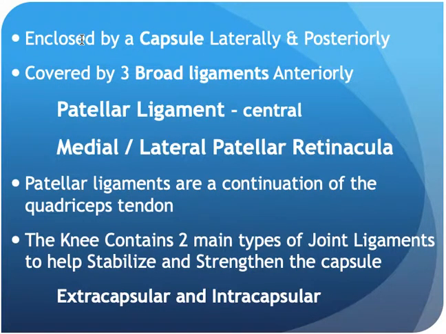It's enclosed by a capsule laterally and posteriorly, so on the sides and in the back. It's covered by three broad ligaments anteriorly, or in the front. We have the patellar ligament, which is the one that most people think about centrally. And then we have the medial and lateral patella or kneecap retinacula. The patellar ligament is a continuation of the quadricep tendon. So all your quadricep muscles come down, form this big huge tendon that attaches on the tibial tuberosity, and then the knee contains two main types of joint ligaments that help to stabilize and strengthen it.